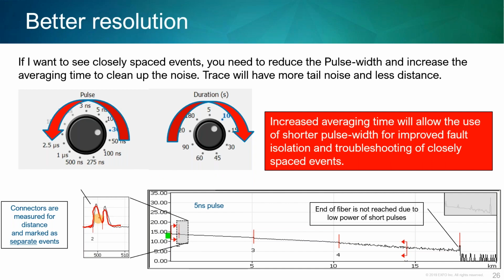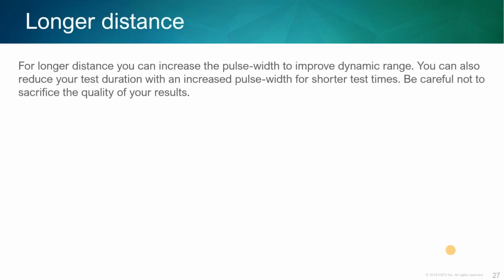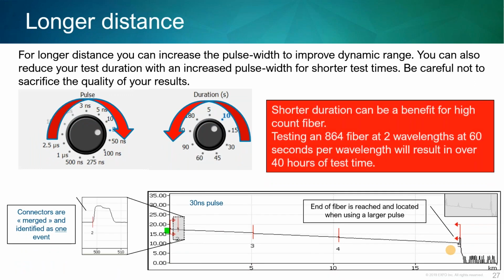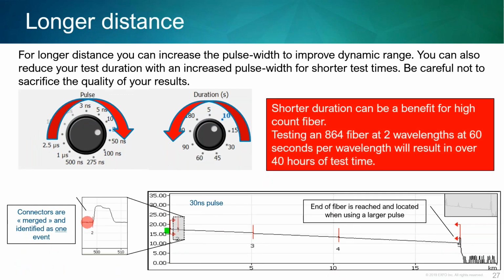So basically what happens here is you got great resolution up front, but you're really noisy on the end, so it's not very useful over here. So you see that? If I increase my pulse width, I can test further. So I increase my pulse width to say 30 nanoseconds. Now I only see 1 event, 1 big event, but it's good down here. So I'm able to see further.